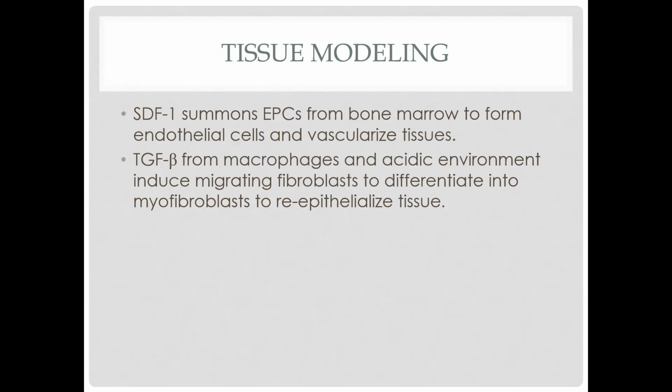The stromal derived factor, sometimes called stem cell derived factor, will summon endothelial progenitor cells that are made from bone marrow cells to form endothelial cells and vascularized tissues. And then TGF-beta from macrophages, also HIF-1 dependent. And the acidic environment due to the lactate will induce fibroblasts to differentiate into myoblasts. They help re-epithelialize tissue.